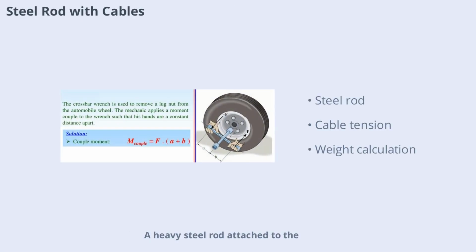A heavy steel rod attached to the ceiling by cables is a classic statics problem. By taking moments about the center and resolving vertical forces, you can calculate the tension in each cable and the weight of the rod. This analysis is crucial for designing safe lifting and suspension systems in construction and industry.